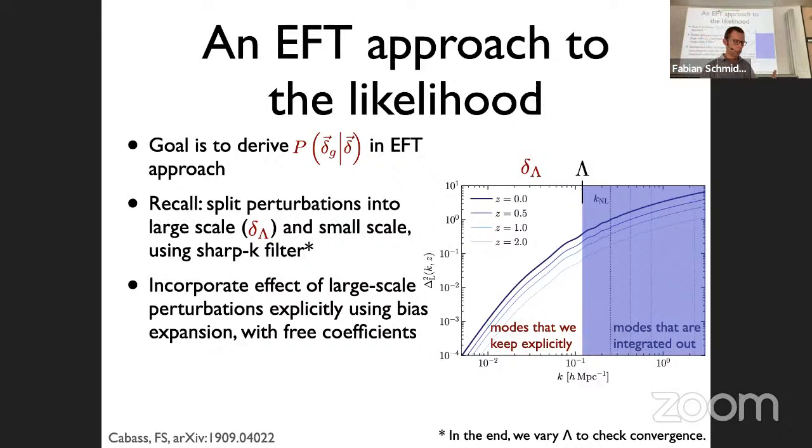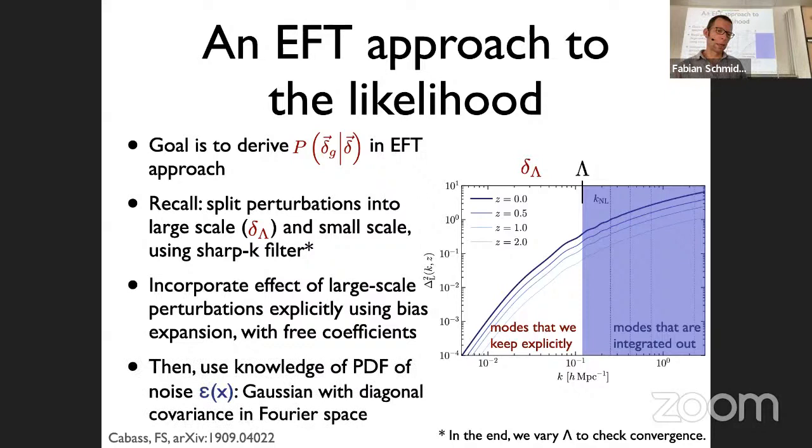So we have a single sample of the initial conditions. We forward evolve, in this case also using perturbation theory. We construct the bias terms explicitly using some of these expressions I flashed earlier, and then we compare with the data. For that, we need a field level likelihood. But the nice thing is we know a lot about this noise in the EFT, right? We know that it's approximately Gaussian with a diagonal covariance in Fourier space and white noise.